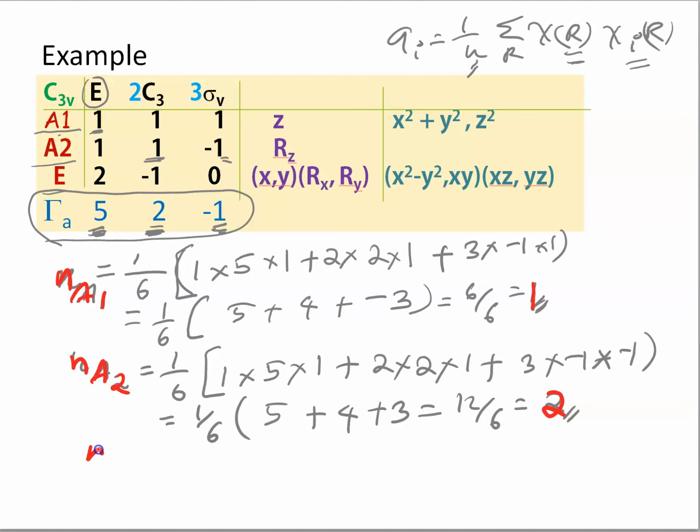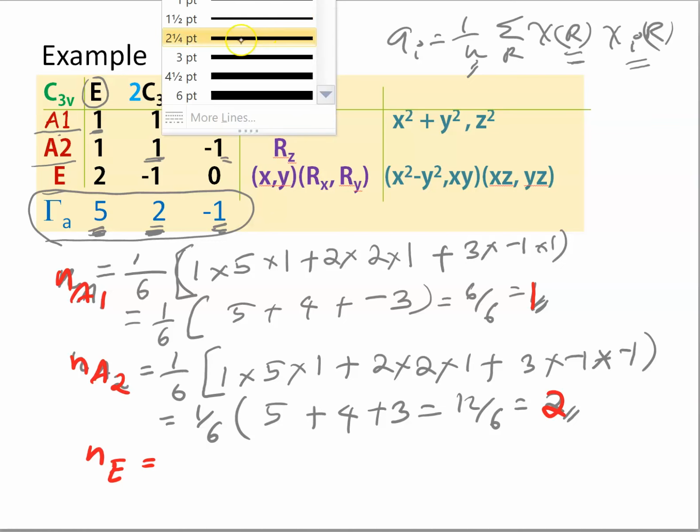Okay, next N for the third IR, E. We have to consider all the IRs. Okay, N E.